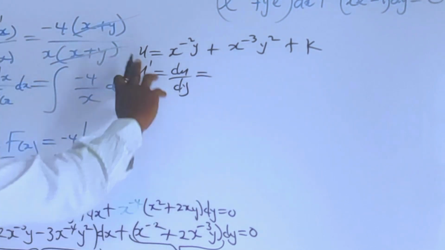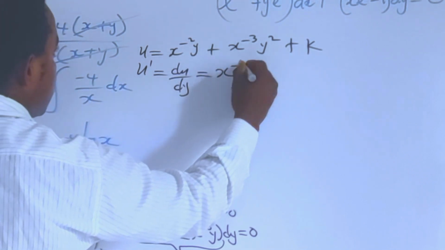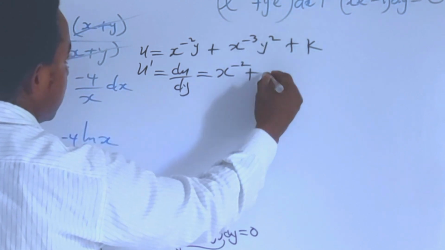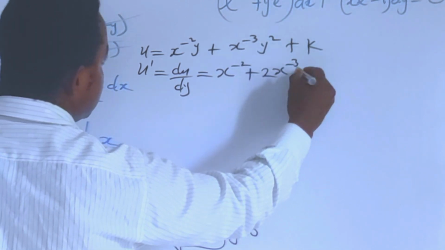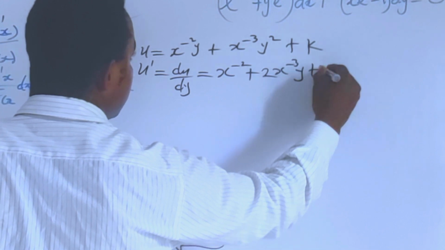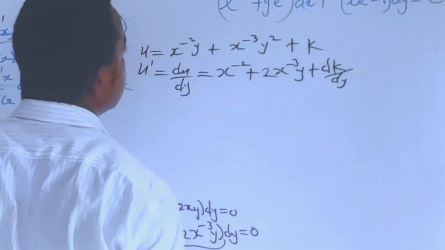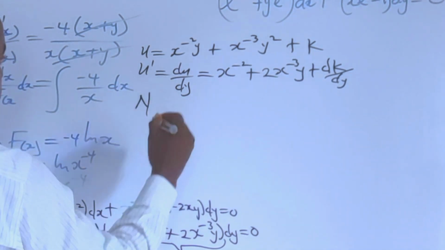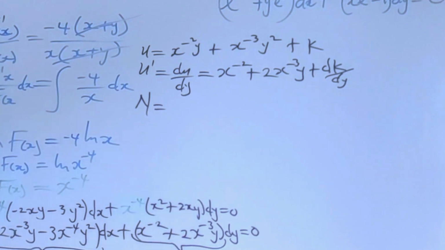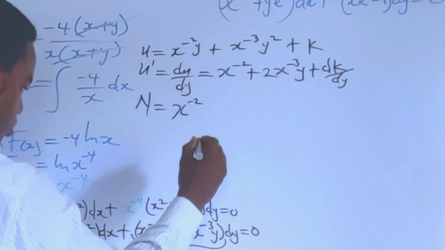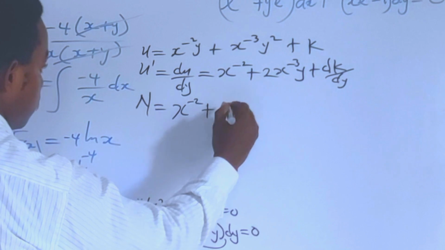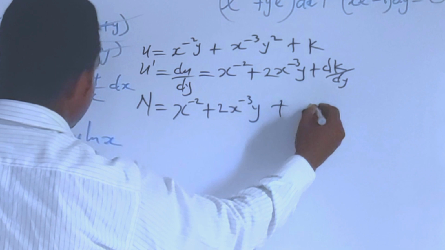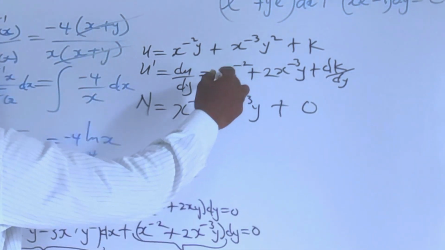What is it? To get understanding, total differential is the key to understanding the exact differential equation method here, because we are working the total differential backward, okay? What we have been doing right now is solving the exact differential equation. So when we differentiate u, we obtain this. And what is N? N is x raised to power negative 2 and plus 2x raised to power negative 3y and plus nothing, right? So we say plus 0.